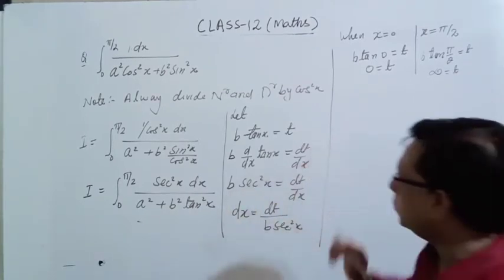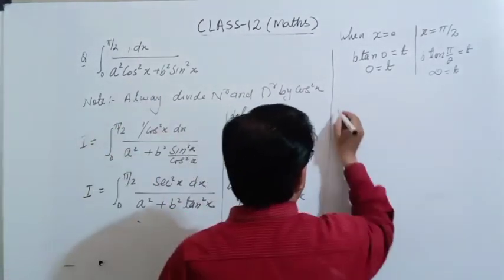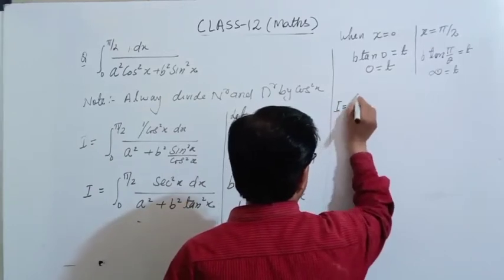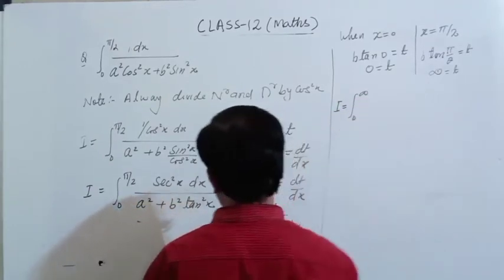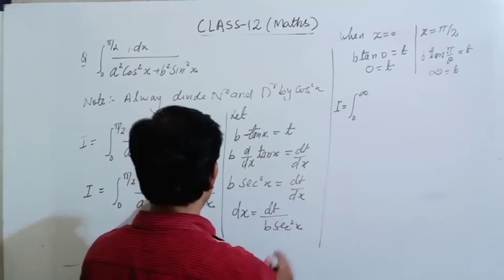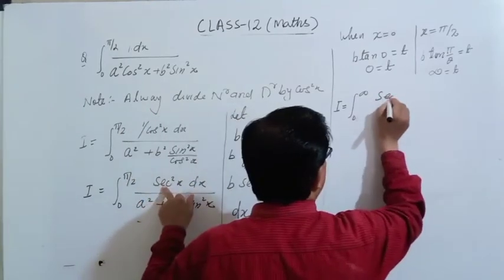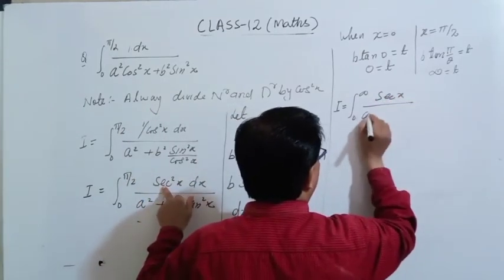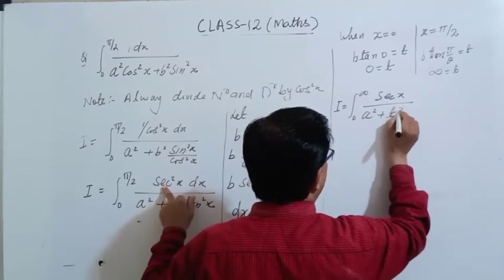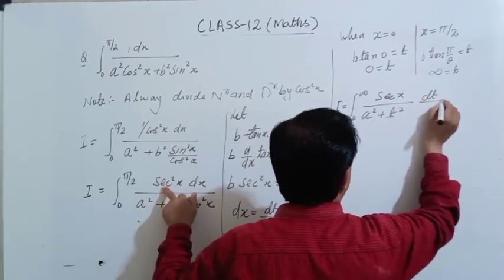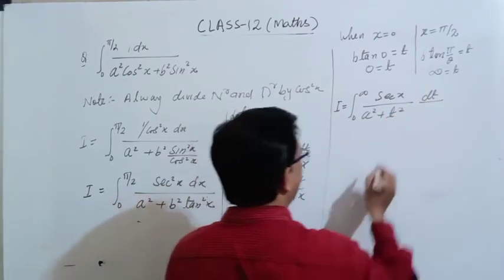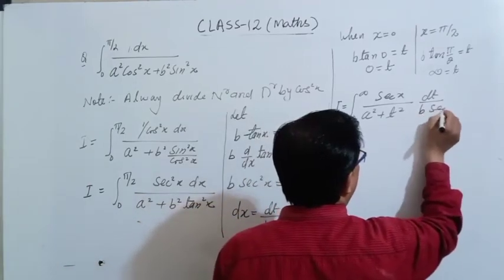Now we substitute all the things here. So we get I is equal to the integral from 0 to infinite of sec square x upon a square plus t square. In place of dx we write dt upon b sec square x.